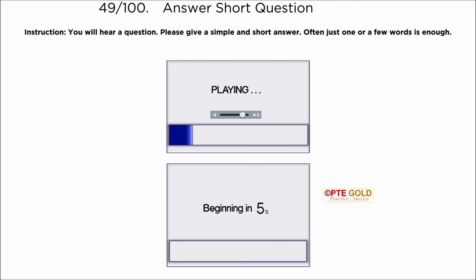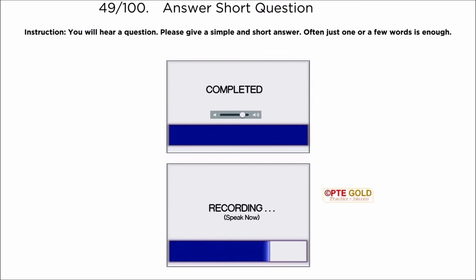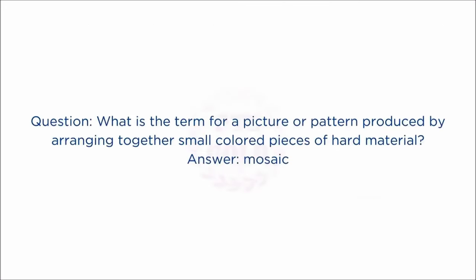What is the term for a picture or pattern produced by arranging together small coloured pieces of hard material? Mosaic.